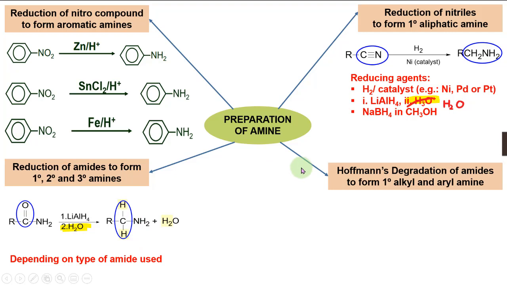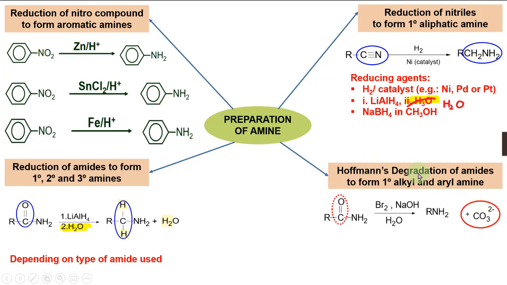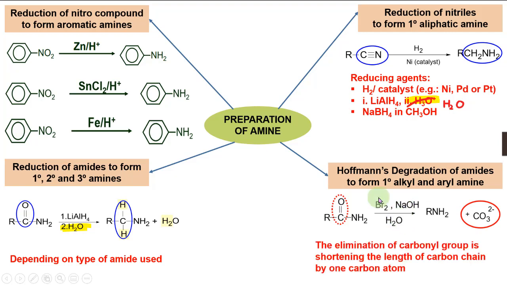The next preparation of amine is the Hofmann degradation of amides to form primary alkyl and aryl amines. For this Hofmann degradation, we take off the C double bond O from the amide entirely. If you look over here, initially there is a C double bond O, and in the product we are missing the CO group. The reagents and conditions are Br2 or Cl2 with a base, NaOH, in the presence of H2O.